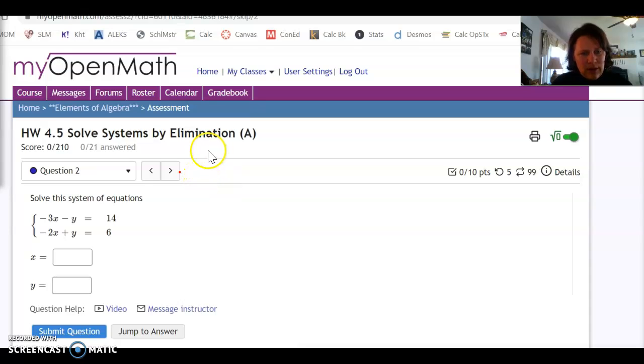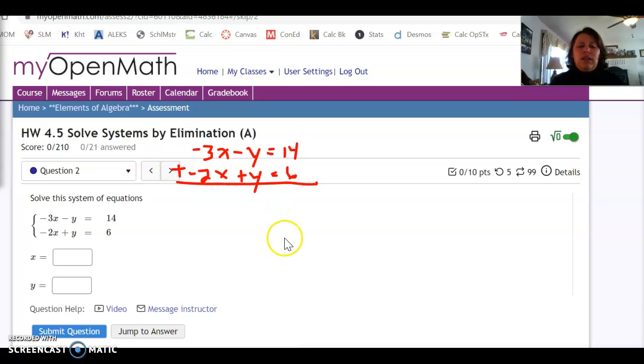So let's rewrite our equations. I'm going to start up a little bit more this time. So we have negative 3x minus y equals 14. And then we have negative 2x plus y equals 6. So we're going to draw a line underneath them. Make sure you line up your variables perfectly. And then we are going to add them down.